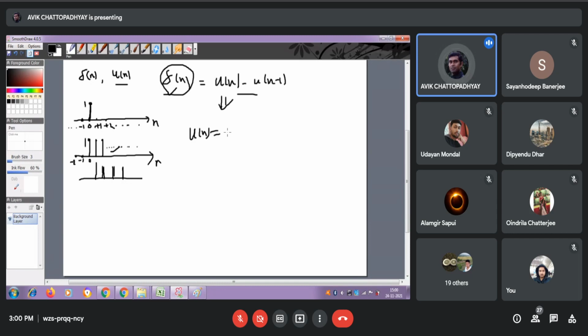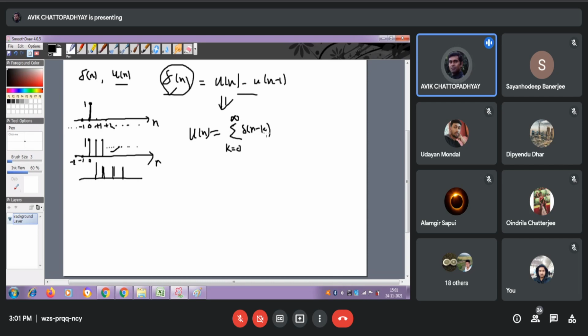Now, u[n] is nothing but the summation, the sum, and the limit of the summation should be from n equals 0 to infinity, because the unit step is located from 0 to infinity, all the samples. So use some other variable, suppose k equals 0. So 0 to infinity will be the limit of the summation, and these are all the delta functions in general, shifted versions. When k equals 0, it is simply delta of n, which is located at n equals 0.